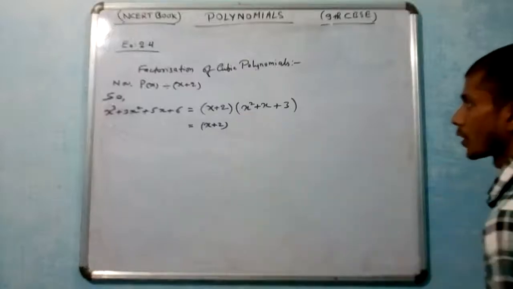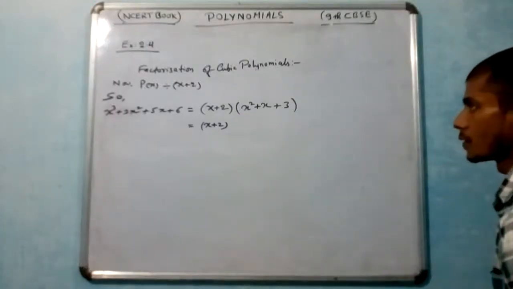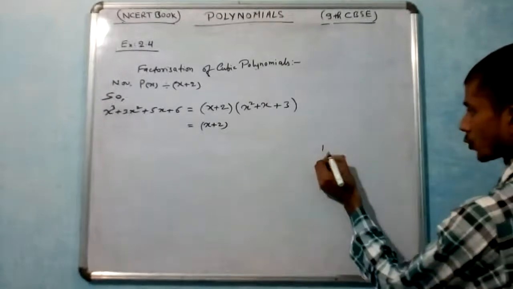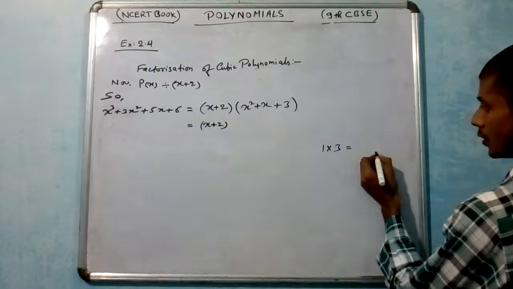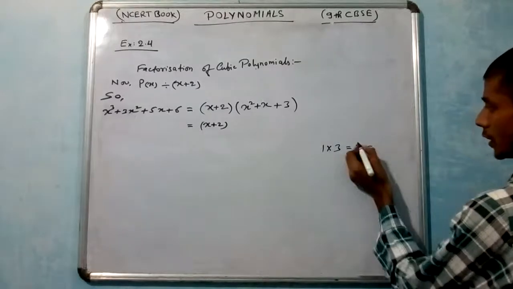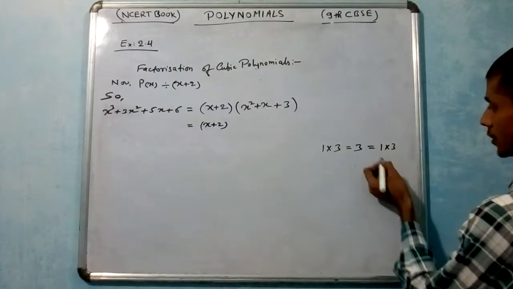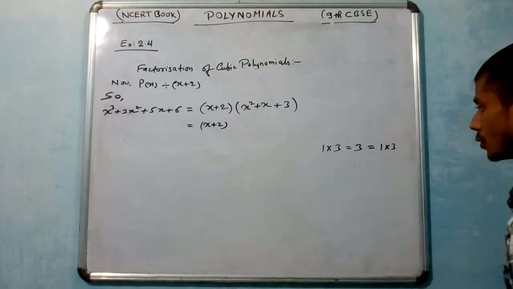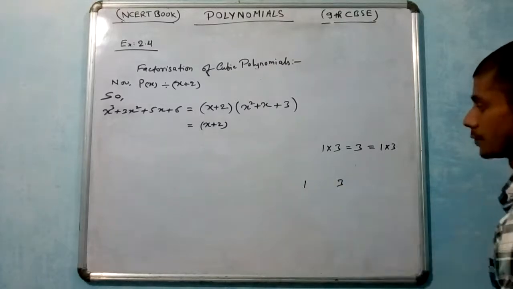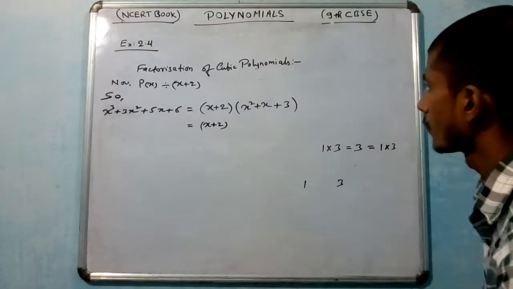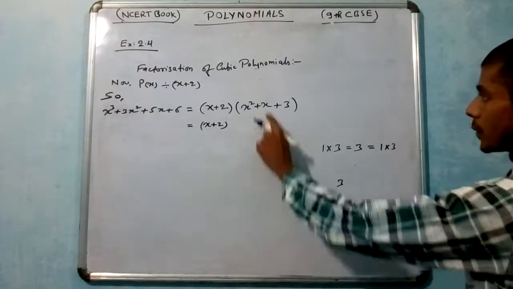What is the coefficient of x square? Nothing is written, so 1. And what is the constant? 3. Then we will find all the possible factors. So 1 into 3 only, no other factors. Next is 3 into 1. So the two numbers we got are 1 and 3. So how will we break this?